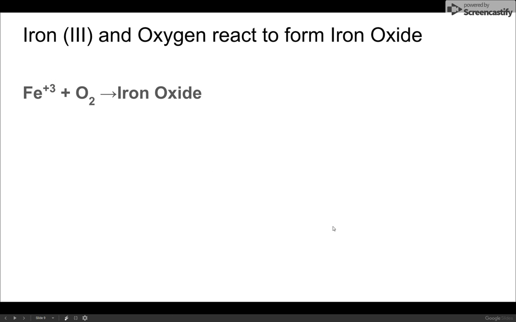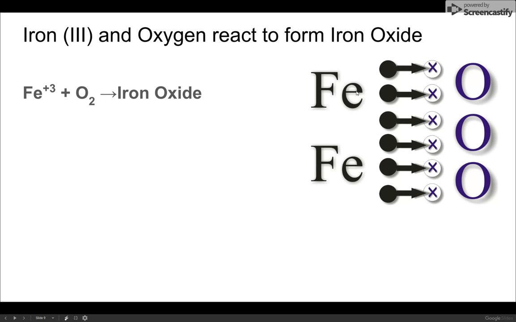Let's try another one. We're going to set fire to iron. Yes, that's what rust is. Iron oxide. I am telling you to use iron in the +3 valence. And oxygen is always in -2, and we're going to make iron oxide. So you have to figure that one out.